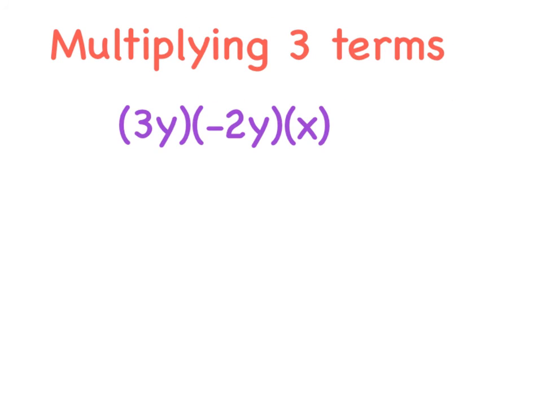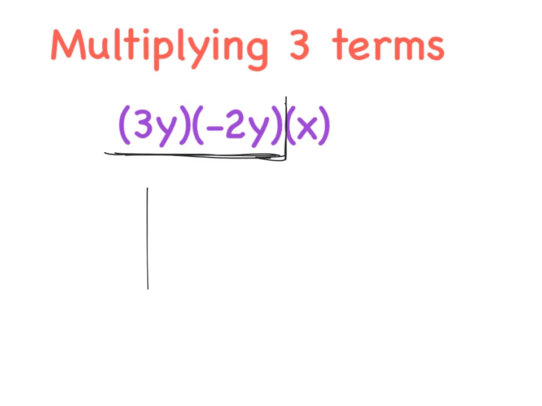Okay, next I want to look at if I'm asked to multiply out 3 terms. So I'm going to show you an example of this question. Okay, and the example we have today is 3y multiplied by minus 2y multiplied by x. And we're going to do this using the box multiplication. But the first thing we're going to do is just multiply the first 2 here. And I'm going to forget about the x and do that at the end.